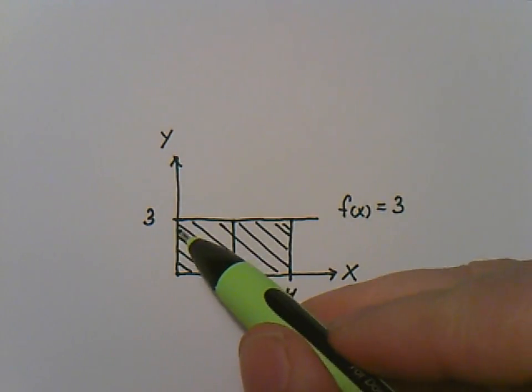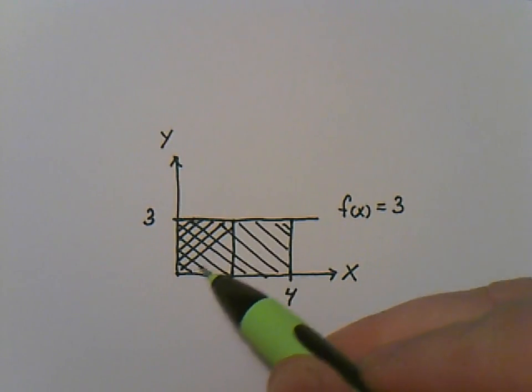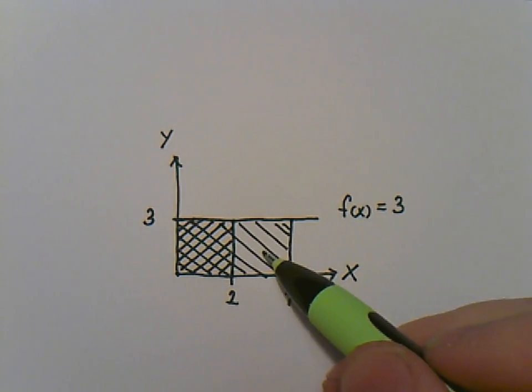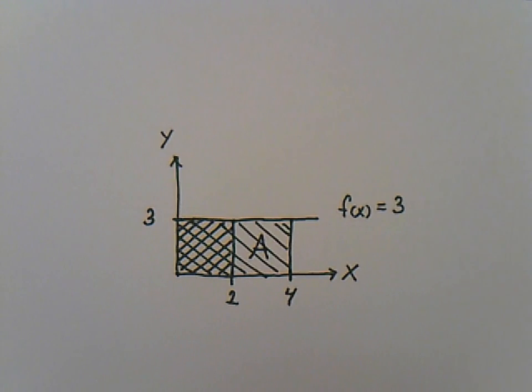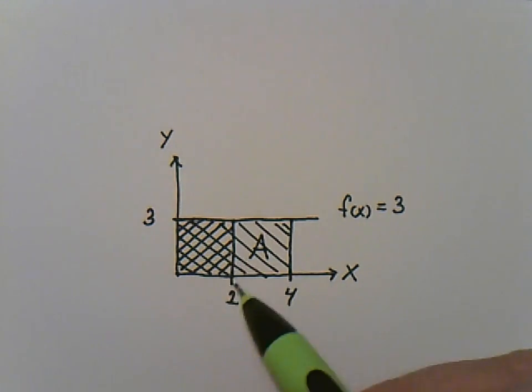and we want to calculate this area and take it away from the big area. Then we get this area that we want. We can call it A. So the technique is to take the big area and subtract the small area.